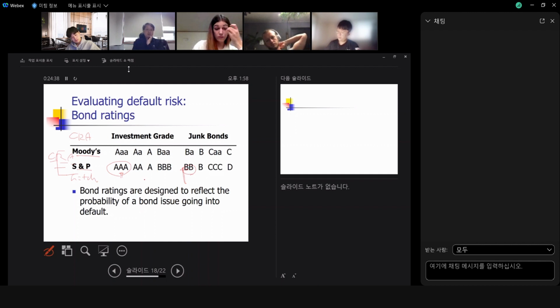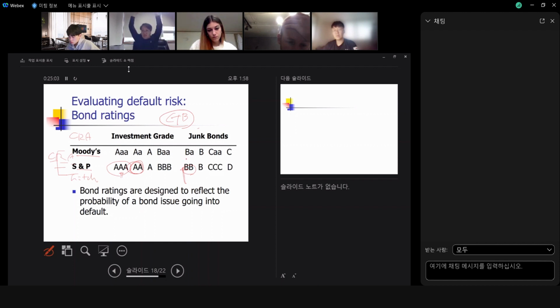So that logic can be applied to the government bond as well. I'm not sure, but the Korean credit rating is double A, which is higher than Japan's credit rating now, as far as I know. Yeah, so the Korean credit rating is higher than Japan's. Wow, we win.